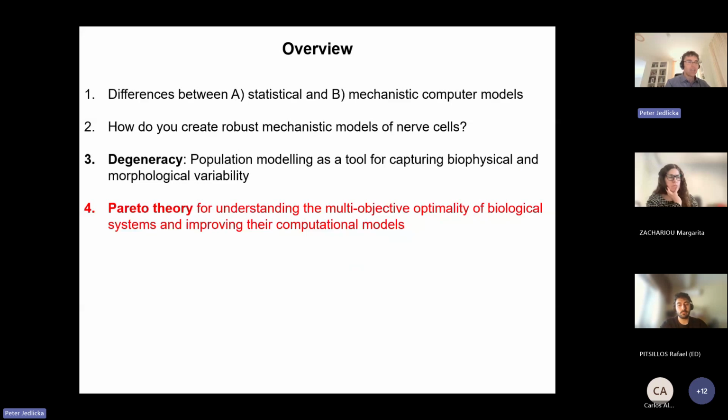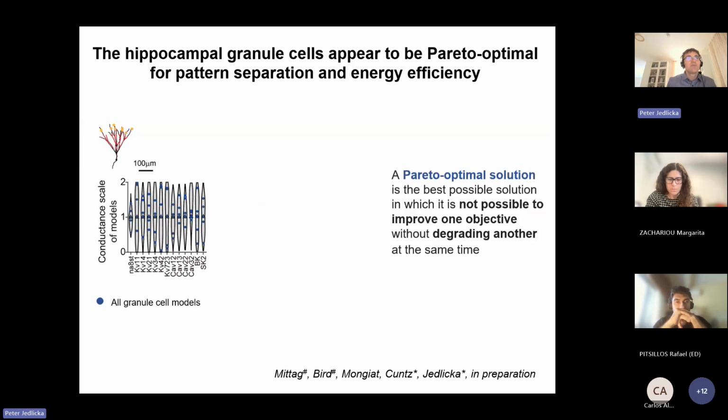And now we are coming to the end of my talk, and that's the topic of Pareto optimality. You can just replace the word Pareto with multi-objective, right? So we are now talking about multi-objective optimality. That means that we don't care about one objective, we care about more than one objective. In our case here, in granule cells, at least in this project, we cared about two objectives. One was pattern separation, quantified using the pattern separation toolbox and information theory, and the second one was energy efficiency.